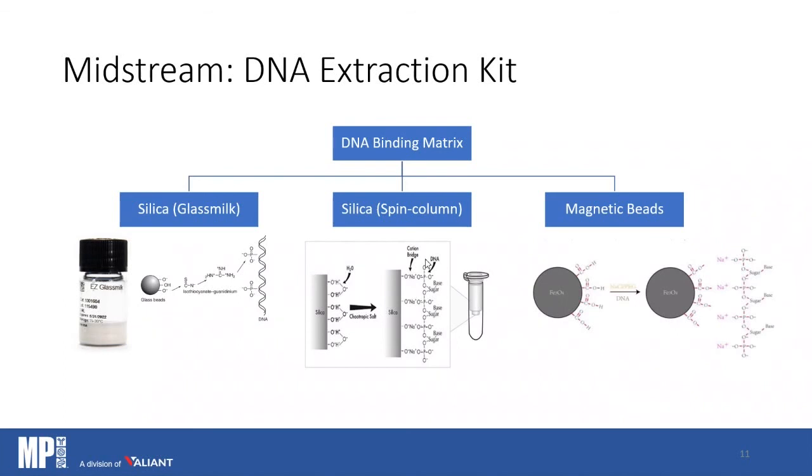Let's look closer at the structure of silica and magnetic beads. Both of them have a negative charge on the surface, and hence under normal conditions, DNA with a negatively charged backbone will be repelled. However, when a buffer of high salt concentration is added, the positive cations can then form a link bridge between the matrix and DNA, and thus allow DNA binding.